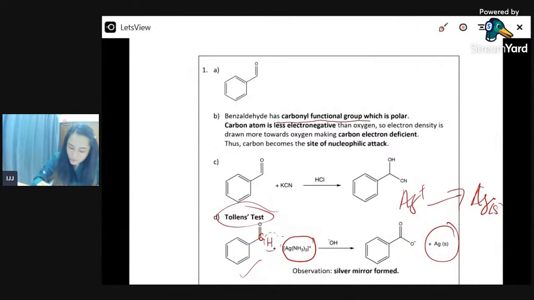The carbonyl functional group, which is polar. Okay, carbon atom is less electronegative than oxygen. Okay, madam should explain. So electron density is drawn more towards oxygen. Why? Because oxygen is more electronegative. They tarik electron more towards itself. So making your carbon electron deficient. Okay, so because your carbon is electron deficient, kurang elektron, dia senang kena attack by the nucleophiles. Okay?